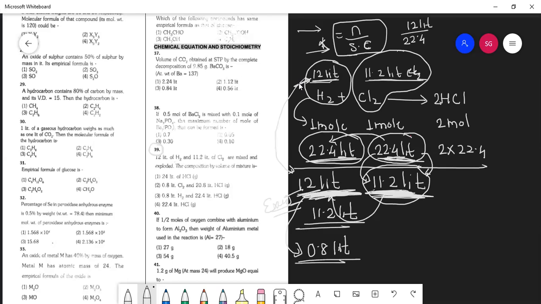No need to find moles, no need to find stoichiometric coefficient. Okay, how much is left? 0.8 liter. Is anything left of this? No, sir. It was given 11.2 liter. All 11.2 liter we have finished. So this is the limiting reagent. So how much of this is left?